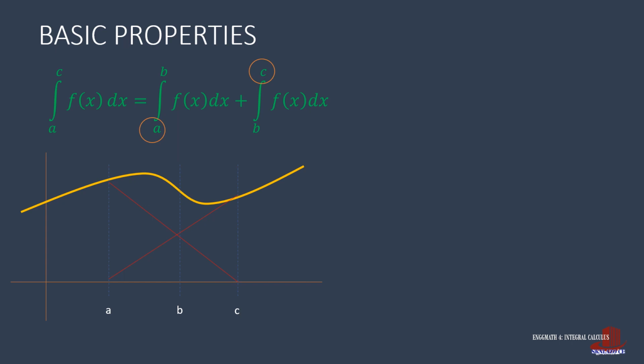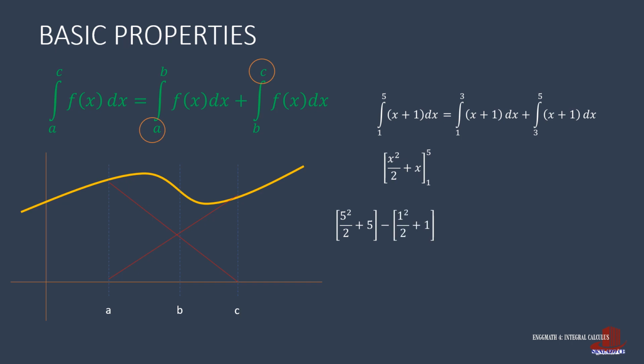For an example, let's prove that the summation of the antiderivatives of x plus 1 dx from 3 to 1 plus the same antiderivatives from 5 to 3 is equal to the antiderivative from 5 to 1. From the right side, the antiderivative is x squared over 2 plus x from 5 to 1. The limits can be placed in the antiderivative as 5 squared over 2 plus 5 minus 1 squared over 2 plus 1. Simplify the brackets and get 16.